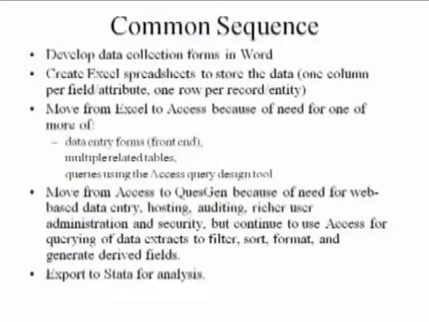So a common sequence for developing your research study database is to develop data collection forms in Word, and then create Excel spreadsheets to store the data with one column per field or attribute and one row per record or entity. And then what ends up happening is you play with that Excel database for a while and you start to realize, I've pushed Excel to the edge of the envelope.